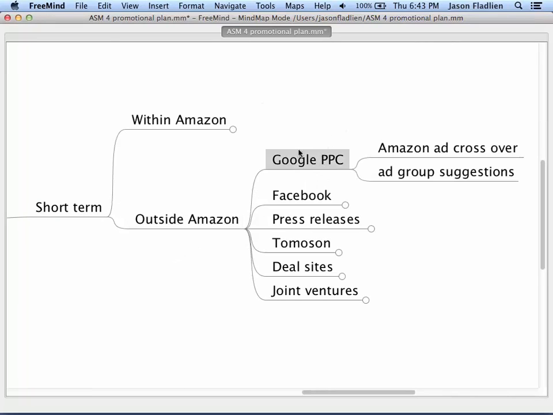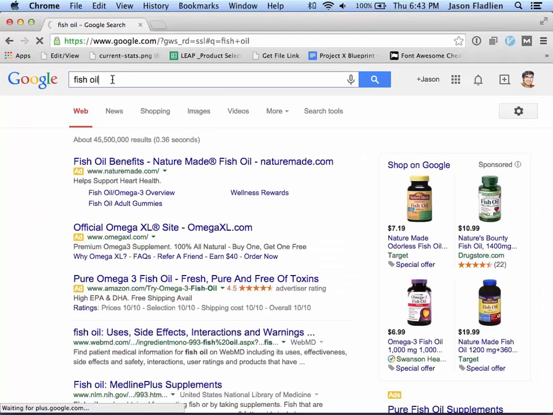So Google pay-per-click. Think about it like this: if ads work in Amazon's sponsored ads, try those same keywords in Google pay-per-click. The beautiful thing about Google pay-per-click is you direct link right to your listing. So if I Google fish oil right now, there's an Amazon.com advertiser. There can only be one advertiser per domain. So let's see who this is advertising.